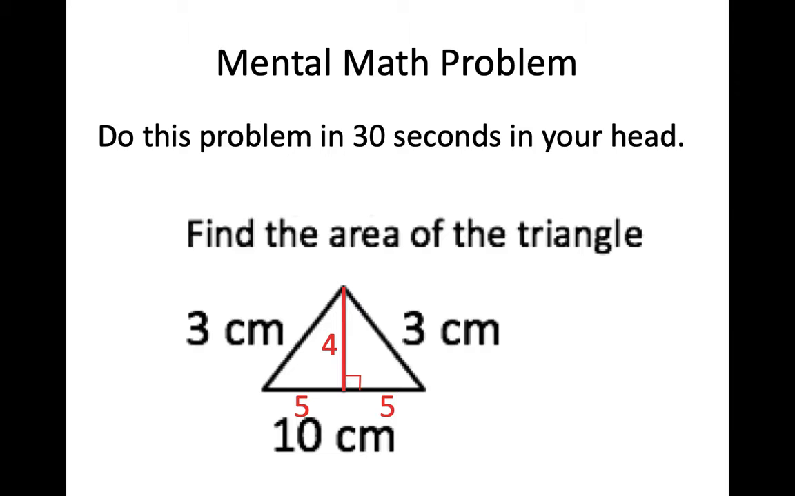And so now I can figure out the area of the triangle. The area is 1/2 base times height. That would be 1/2. My base is 10. My height is 4. That's half of 40. That is 20. So again, if you can remember a 3, 4, 5 triangle, you can literally do this problem in your head.